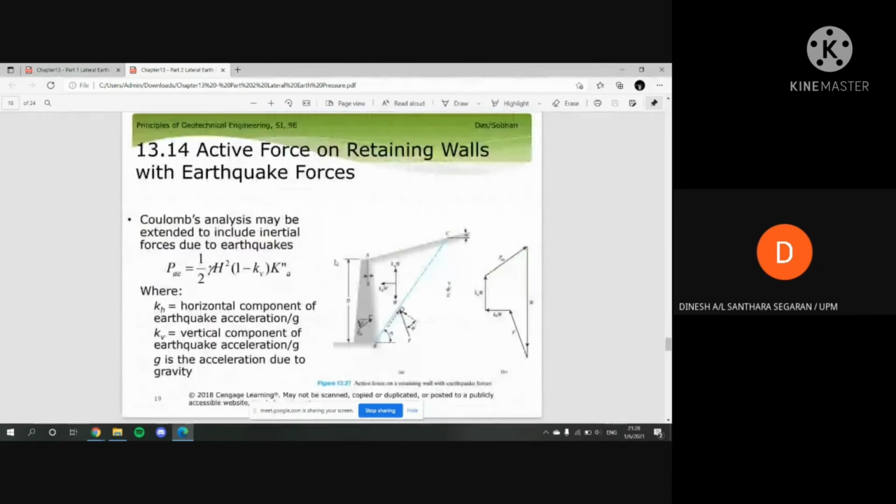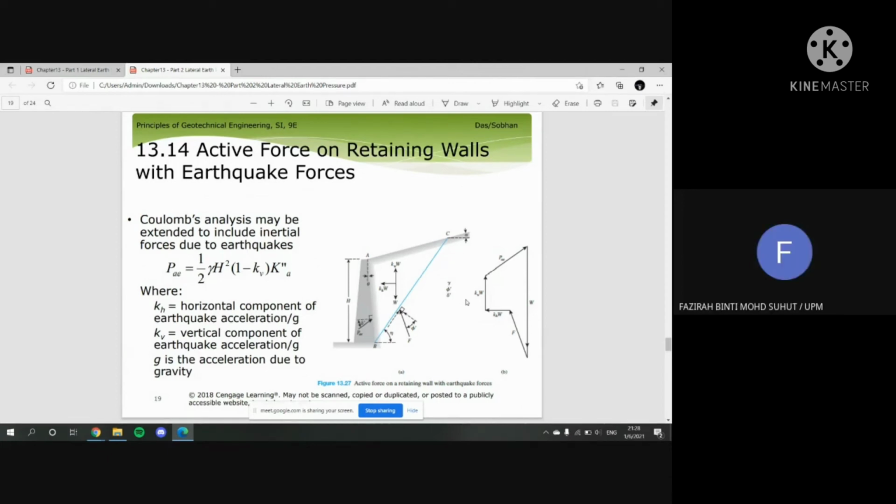Oh okay. Yang ini in case kalau ada condition which is earthquake forces, maksudnya ada forces lain. So kita guna equation yang ni. Okay. So half times gamma H to the power of 2 times (1 minus kV). kV ni adalah vertical component of earthquake acceleration.